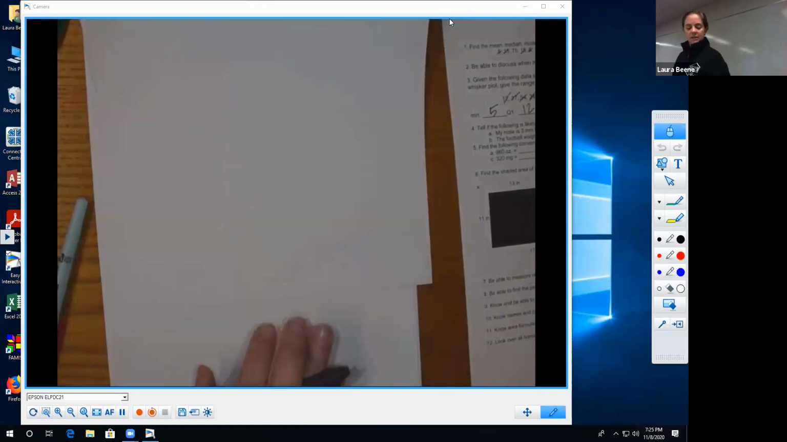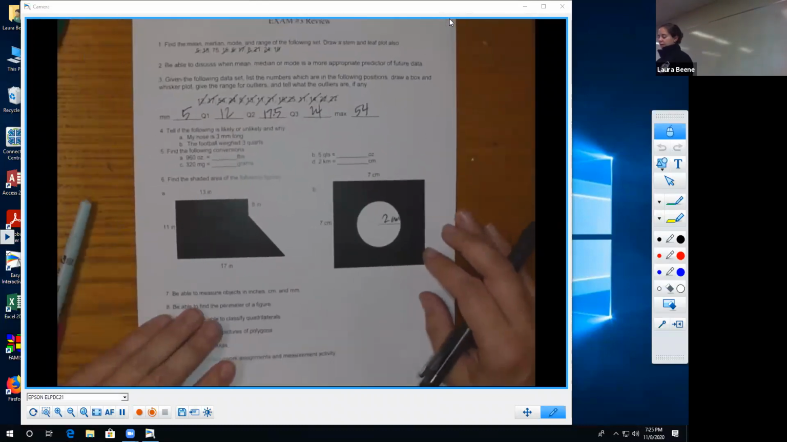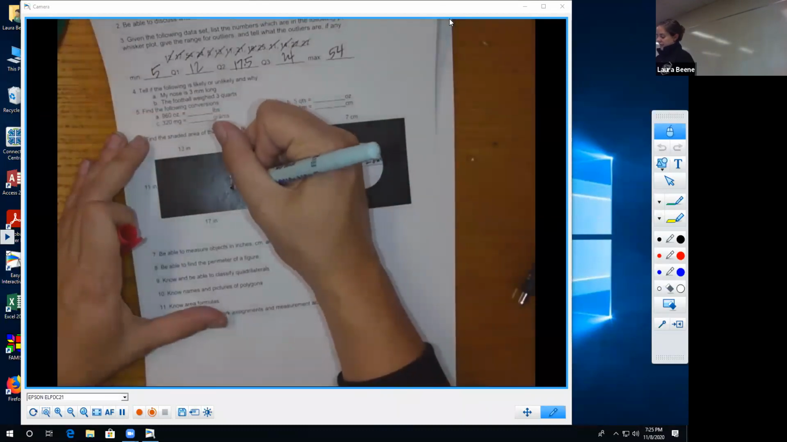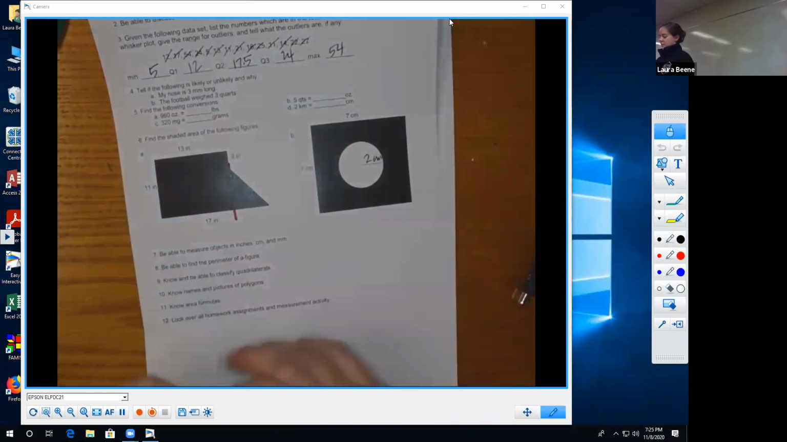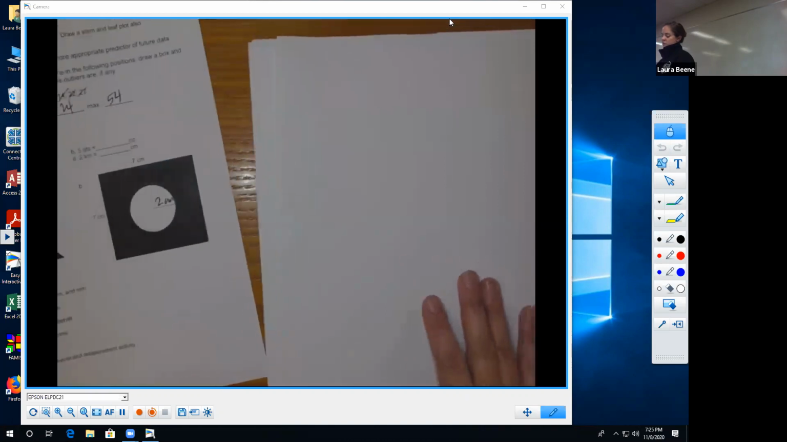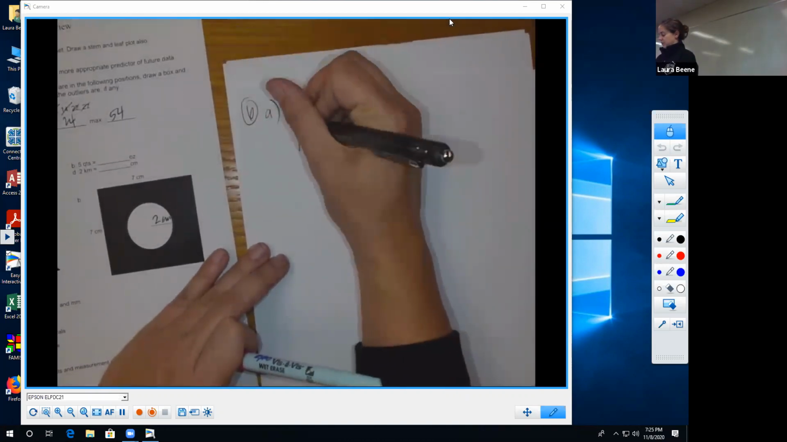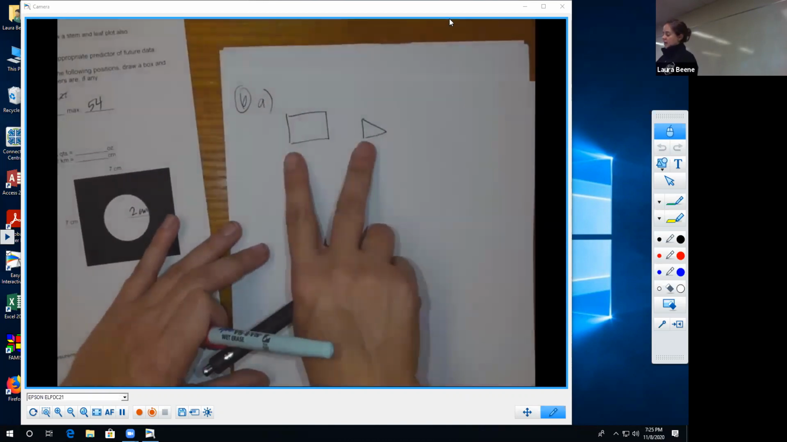For number 6, we need to find the area of the shaded region. So for both of these, we need to split it up a little bit. For this first one, I'm going to split it into a rectangle and a triangle. So if you wanted to redraw it, you could redraw it into the rectangle and the triangle. You find the area of both and add them together.